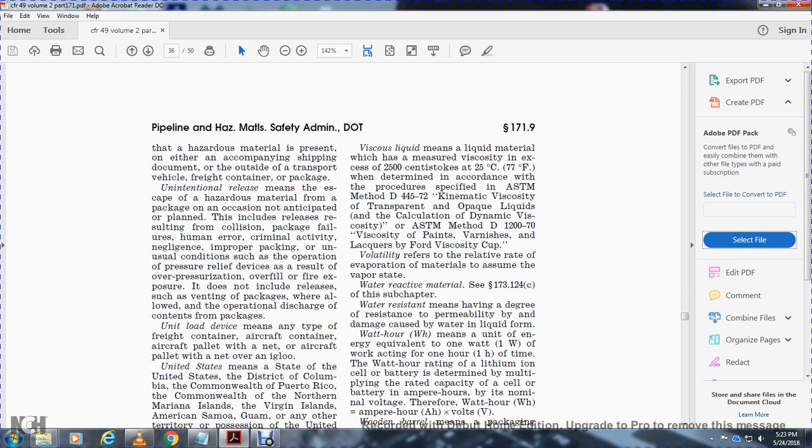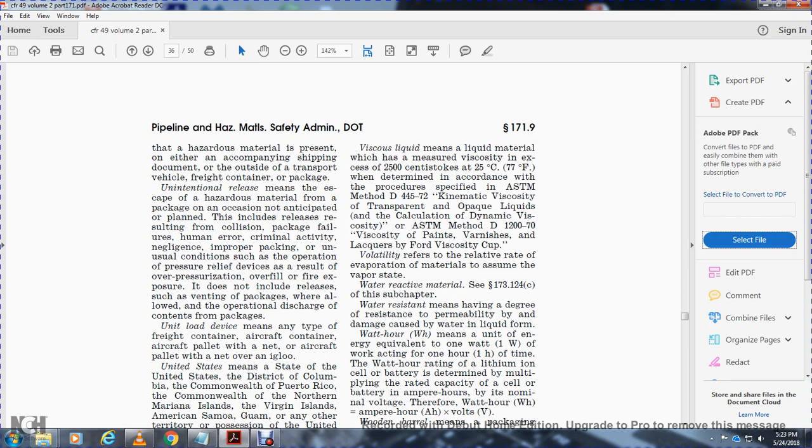Unintentional release means the escape of a hazardous material from a package from a non-anticipated cause, but includes release as a result of a collision, package failure, human error, criminal act, improper packaging, or unusual conditions such as operation of pressure release devices as a result of overpressurization, overfilling, fire, or explosion. It does not include release from touch venting of a package for wear, or other operational discharge of the contents from the package.